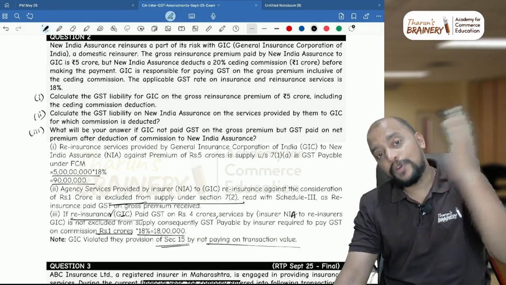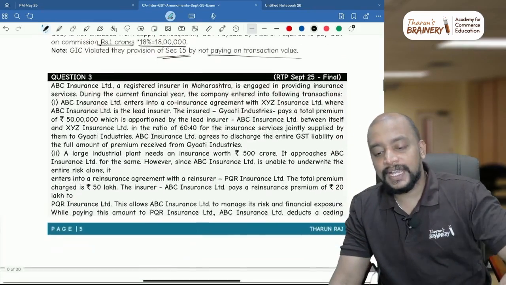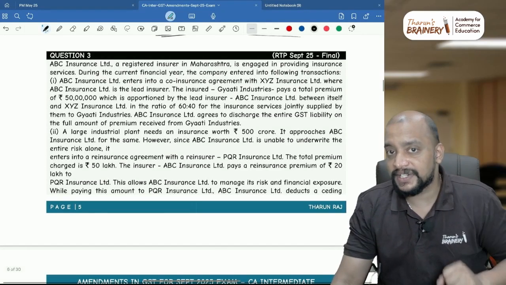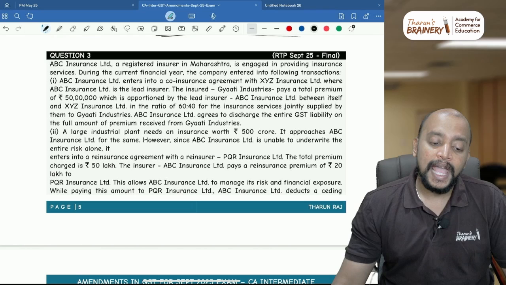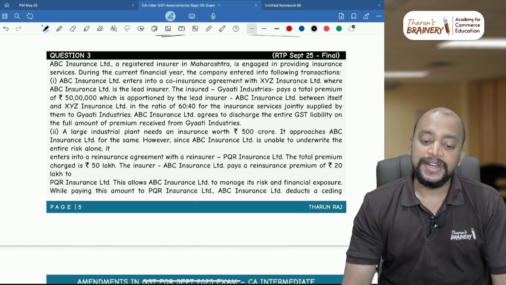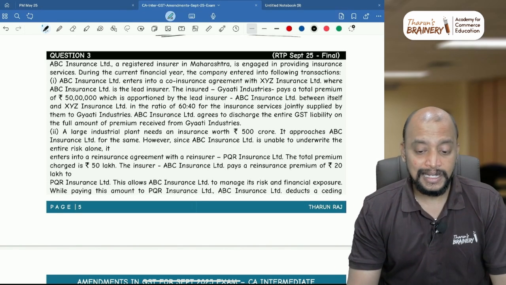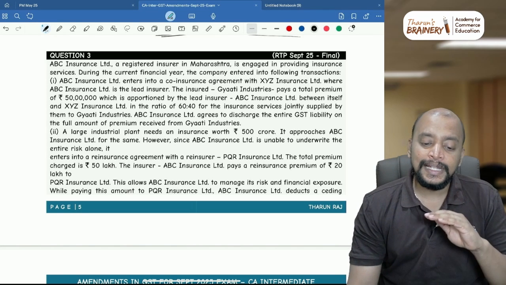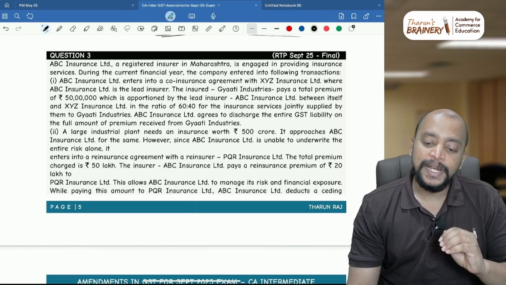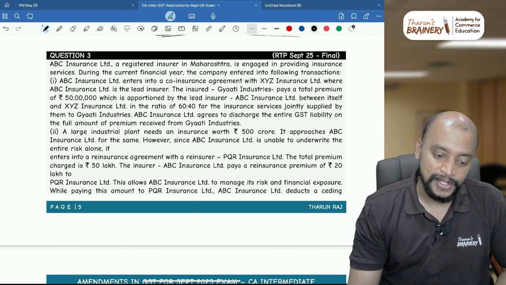And we have one more question, that is actually a CA Final RTP question. They gave it in the RTP for CA Final. So we will see that question. ABC Insurance Limited, a registered insurer in Maharashtra, is engaged in providing insurance services. During the current financial year, the company entered into the following transactions.